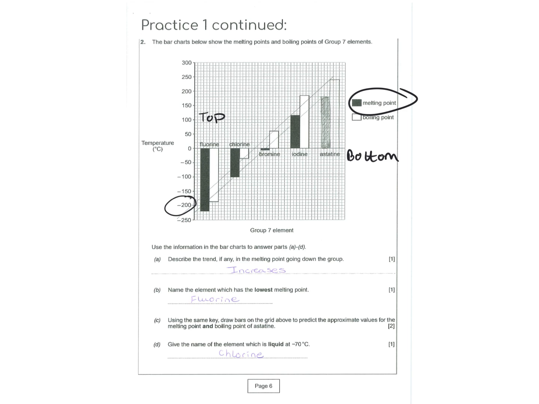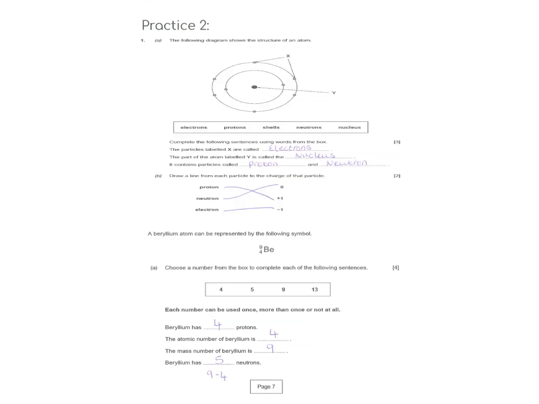Used to predict, so I've drawn some trend lines on here. This is quite hard, and I've drawn on where. So I've drawn a trend line through the black ones to give you the melting point, and then I've drawn another trend line through to give you the boiling point. Which element is a liquid at 70? Okay, so remember, think about it again, this is really important. When you're melting, you turn from a solid to a liquid. When you're boiling, you turn from a liquid to a gas. So you're looking for something that has already melted below, but hasn't turned into a gas yet.